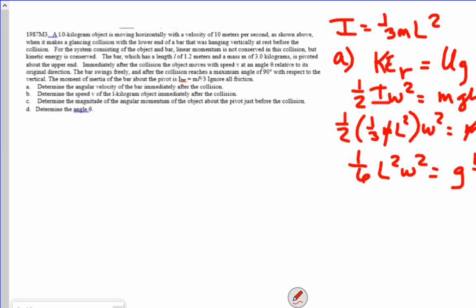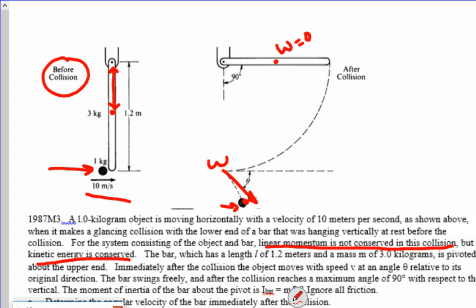Part B, determine the speed of the 1 kilogram object immediately after the collision. Okay, if we want to consider that object, we are going to have to go back and take a look at what we are considering here. If we think about this little guy, we had some velocity before the collision, and then after the collision, we had a velocity. This is a linear velocity. And then, of course, we have the rotational velocity of the bar.